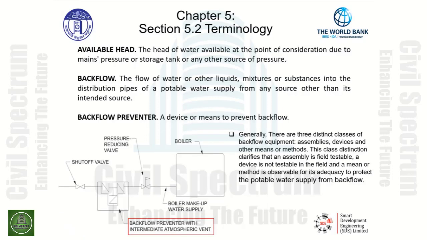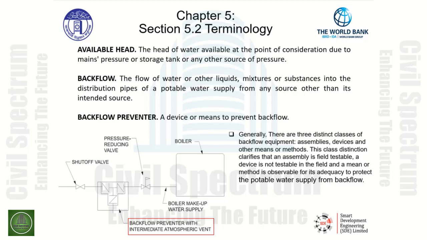Available head is defined as the head of water available at the point of consideration due to mains pressure or storage tank or any other source of pressure.